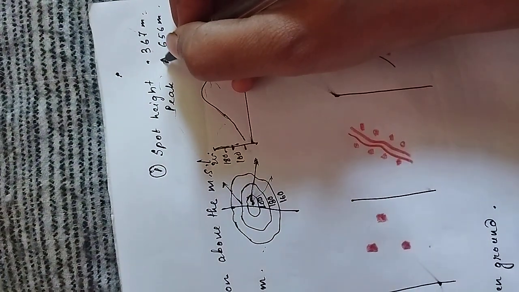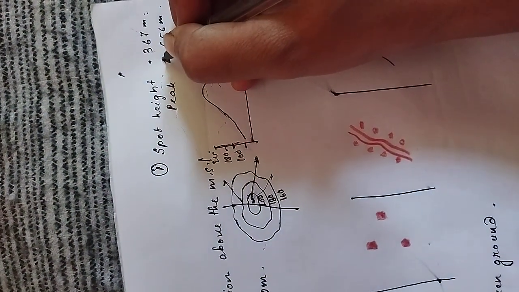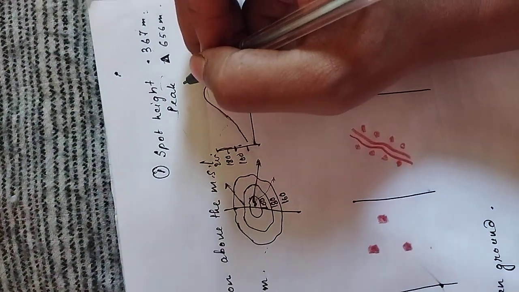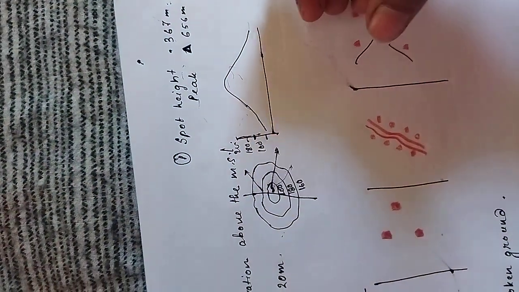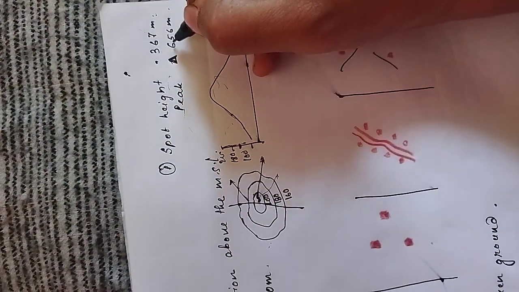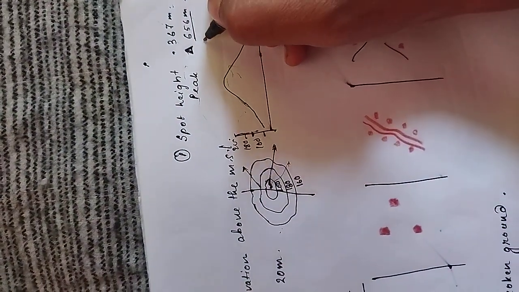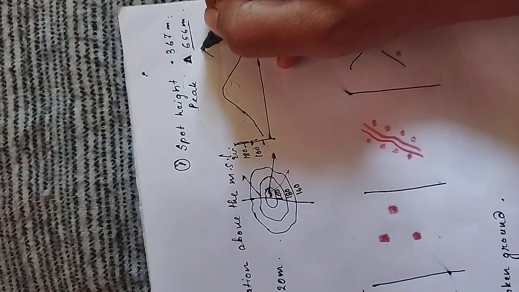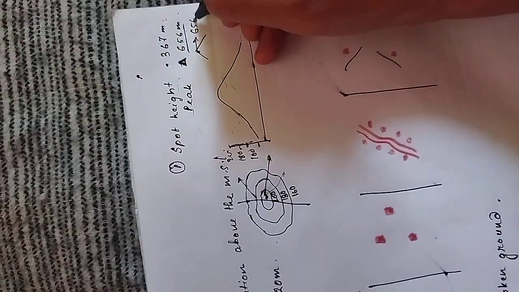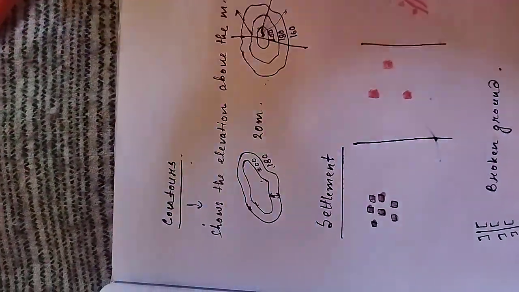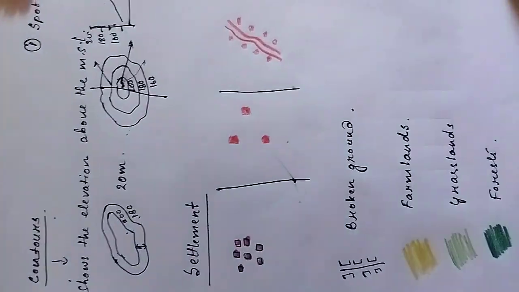Now if this triangle symbol is given, it denotes the peak of any mountain, the peak of any hill. It denotes the height of the peak, and it has a shape like this. So the height of this is suppose 656 meters, or we can identify the altitude of that particular place.